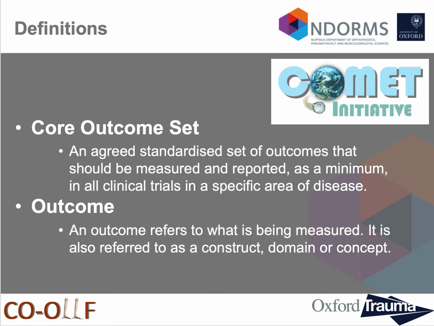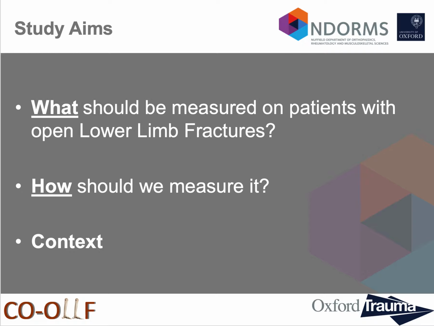A core outcome set is a standardised set of outcomes that should be reported as a minimum and identified following a consensus process with patients and other stakeholders. An outcome refers to what is being measured in a study, while an outcome measurement instrument refers to how the outcome is being measured. The aim of this study is to gain patient and stakeholder consensus over what should be measured on patients following open lower limb fracture and how it should be measured.